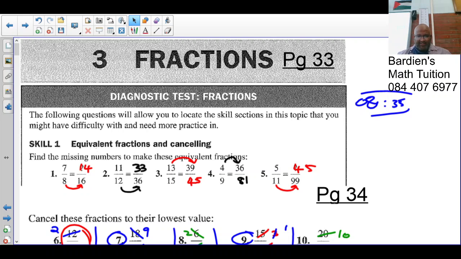So now we're looking at skill 7. We're going to skill 7, and that's on page 35. Skill 7 on page 35. So now we're looking at adding fractions with unequal denominators.